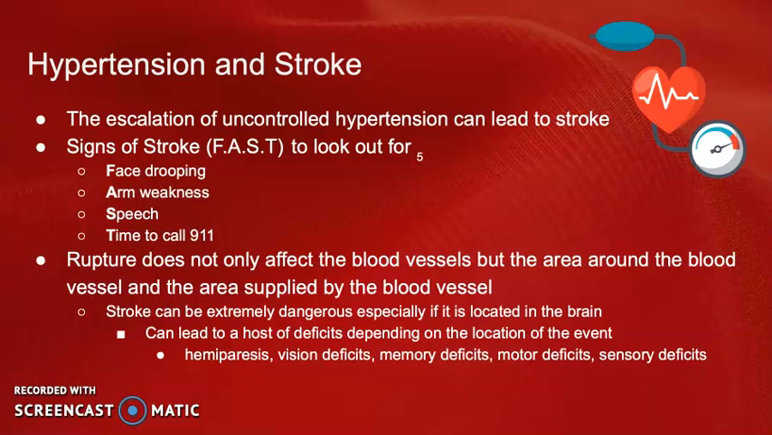Stroke is when an artery ruptures in the body, and the rupture does not only affect the blood vessel, but the area around the blood vessel and the area supplied by the blood vessel. Stroke can be extremely dangerous, especially if it's located in the brain. It can lead to a host of deficits depending on the location of the event. Examples include hemiparesis, vision deficits, memory deficits, motor deficits, and sensory deficits.